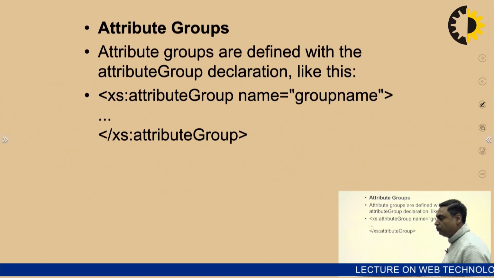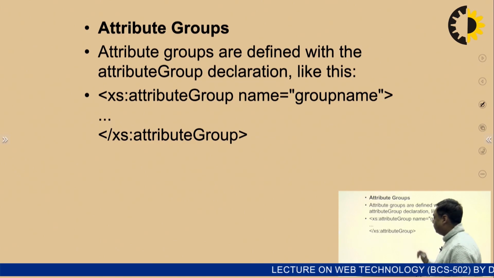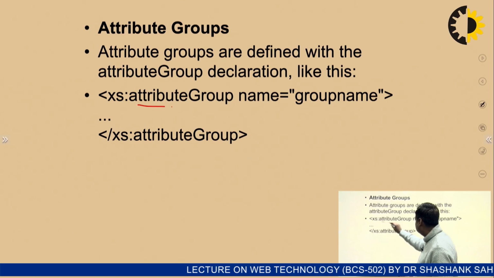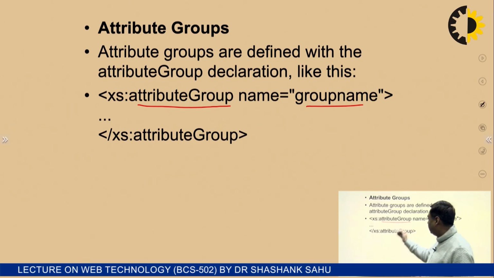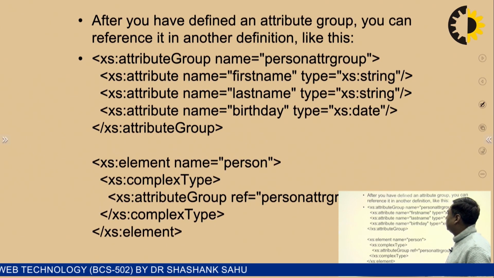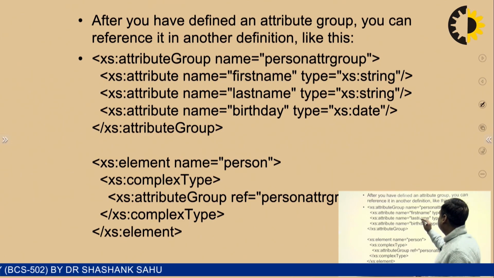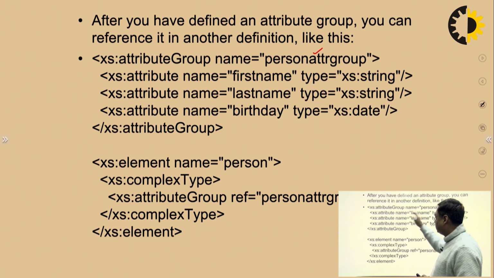Similarly, we have the group of attributes. To define a group of attributes, we use the attribute group indicator, the name of the group, and the ending of the attribute group. Let's have an example. Now we have defined an attribute group. The name of the attribute group is person attribute group. Here we have taken the same name as in the earlier example, but this time it is an attribute, not an element. So we have first name, last name and birthday in a group because these are attributes. Therefore we are taking the attribute XML schema.